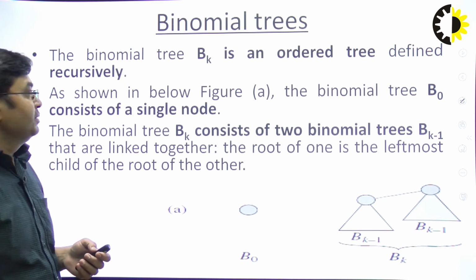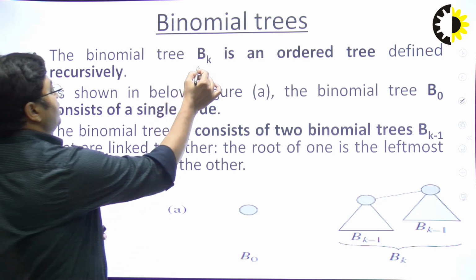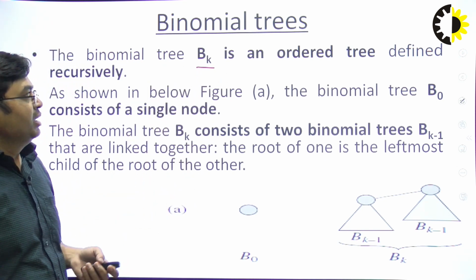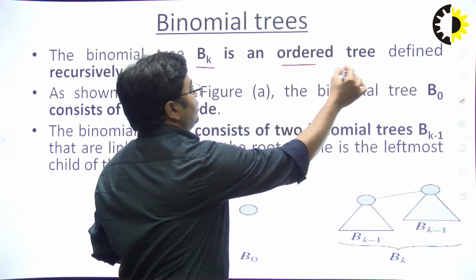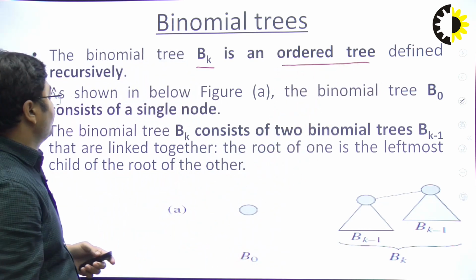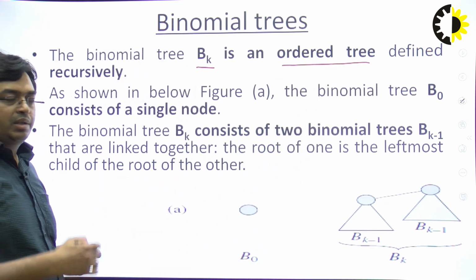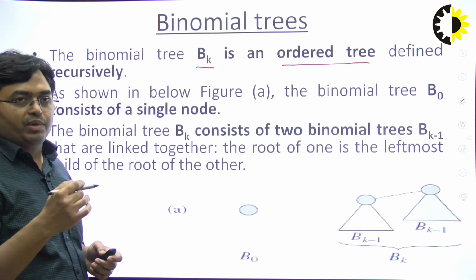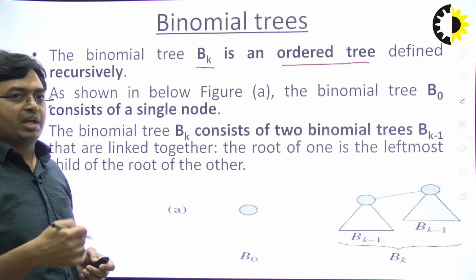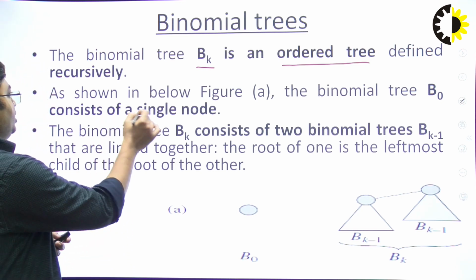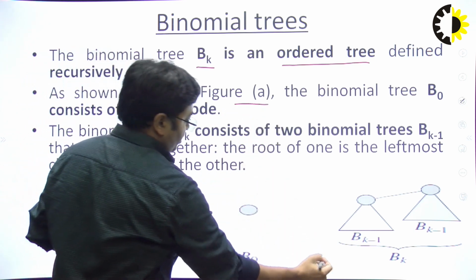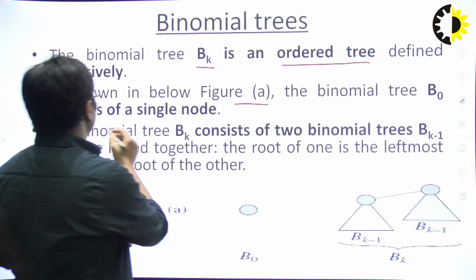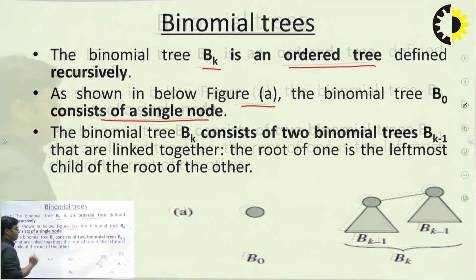About binomial tree, the binomial tree represented by B K with the subscript K is an ordered tree. Binomial tree is an ordered tree defined recursively, means if one part is there, then that part will be represented recursively again and again. As shown in the below figure A, the binomial tree B0 consists of only a single node.